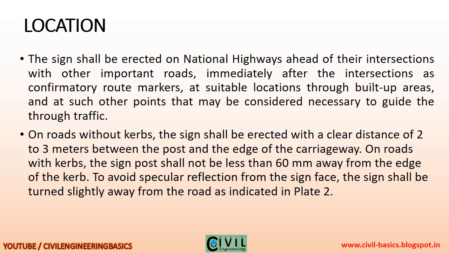Let's discuss the location of the marker. The sign shall be erected on national highways ahead of their intersections with other important roads, immediately after the intersections as confirmatory route markers, at suitable locations through built-up areas, and at such other points that may be considered necessary to guide the through traffic. On roads without curbs, the sign shall be erected with a clear distance of 2 to 3 meters between the post and the edge of the carriageway. On roads with curbs, the sign post shall not be less than 60 mm away from the edge of the curb. To avoid specular reflection from the sign face, the sign shall be turned slightly away from the road as indicated in Plate 2.